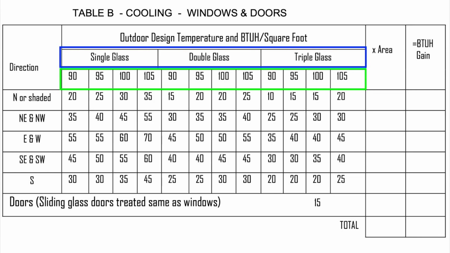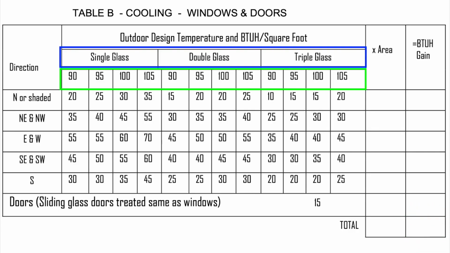We're going to see how many BTUs, depending on how many windows we have and the size of those windows, we're going to gain from those windows, because we're going to take that multiplier and multiply it by the area. What's the area of the windows? We're going to add up all these BTU gains and figure out a total for all the heat gain through the windows and doors.